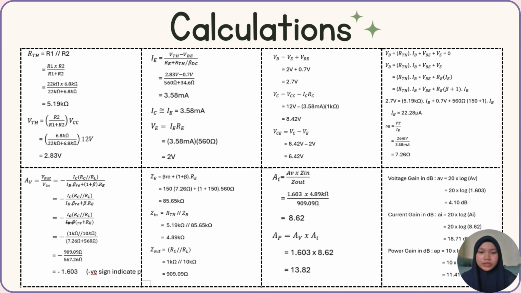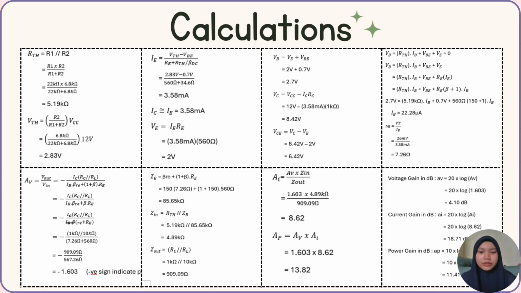VE will be equal to IE times RE, so we get 2 volt. Next is VB equal to VE plus VBE, which we get 2.7 volt. VC equal to VCC minus IC times RC, we get 8.42 volt. And lastly, to find the value of VCE equal to VC minus VE equal to 6.42 volt.